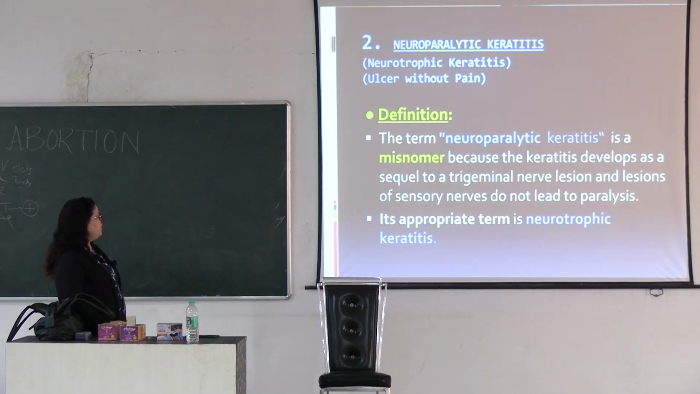Then neurotrophic keratitis. Neurotrophic keratitis is also called neuroparalytic keratitis. So, the term neuroparalytic keratitis is a misnomer because the keratitis develops as a sequelae of the trigeminal nerve lesion, and lesions are severe, but it does not paralyze the nerves, and here neurotrophic keratitis is the appropriate term as compared to the neuroparalytic term. So, this is the misnomer.